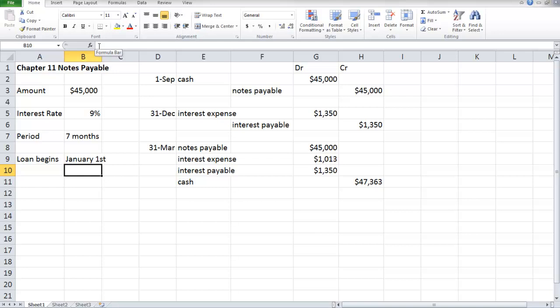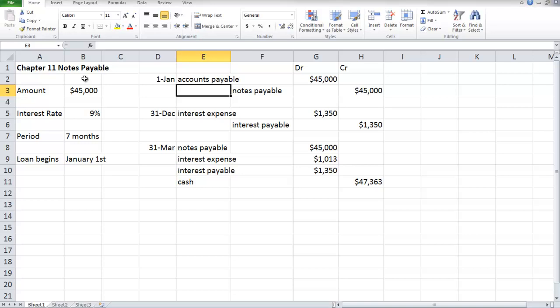And let's assume the purpose is different. Instead of getting a loan from a bank, let's assume that there's been an accounts payable outstanding for this company. This company owes another company for, say, inventory that they bought previously for $45,000. But they're not going to be able to pay this accounts payable within the allotted time. So they want to exchange the accounts payable for a notes payable. So instead of cash, we're going to change this to accounts payable. Okay, so now this company is going to exchange a previously outstanding accounts payable for a 7-month notes payable.